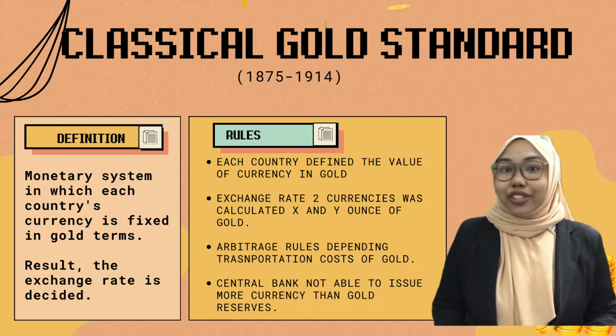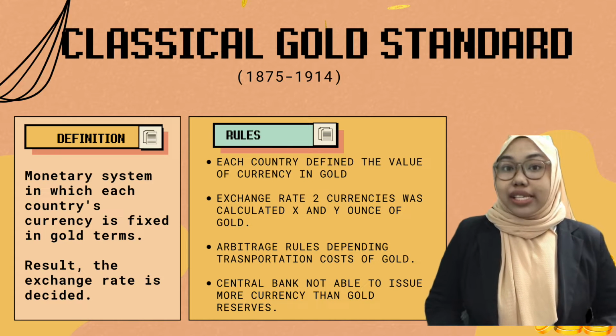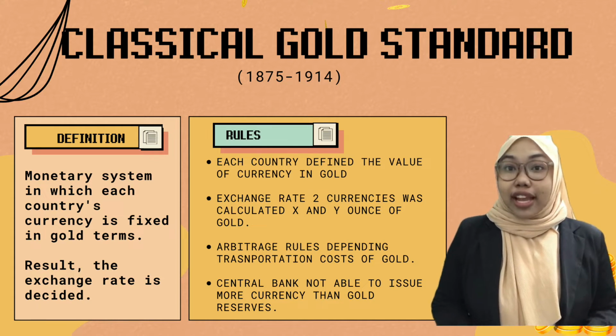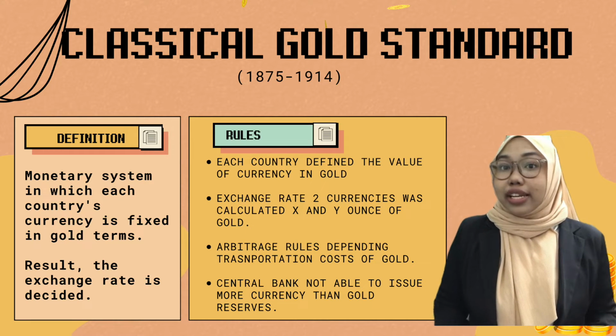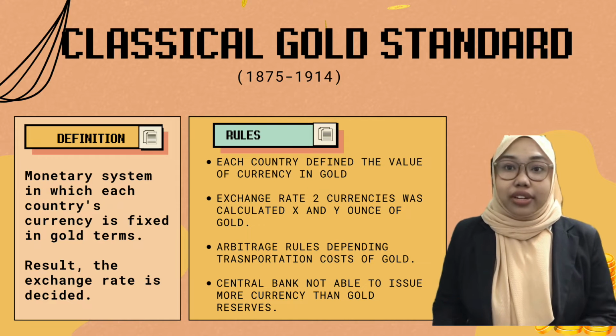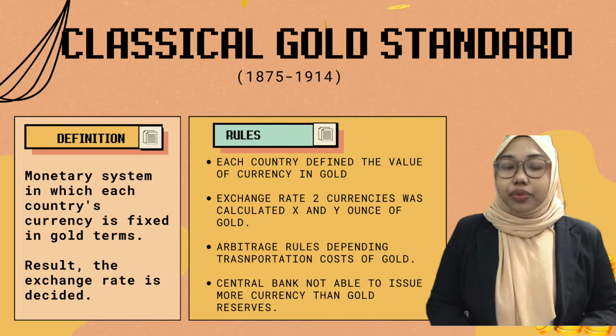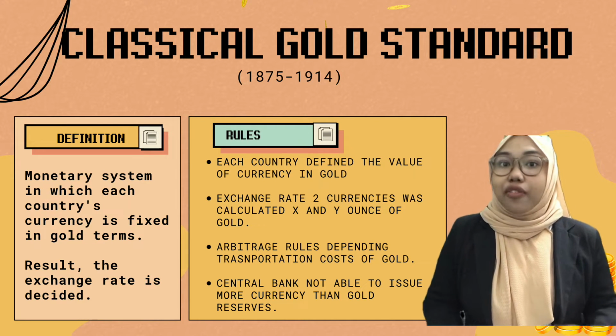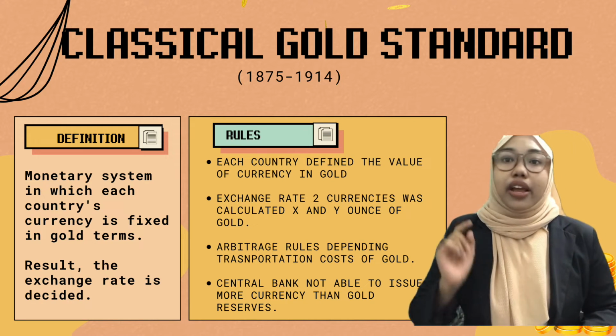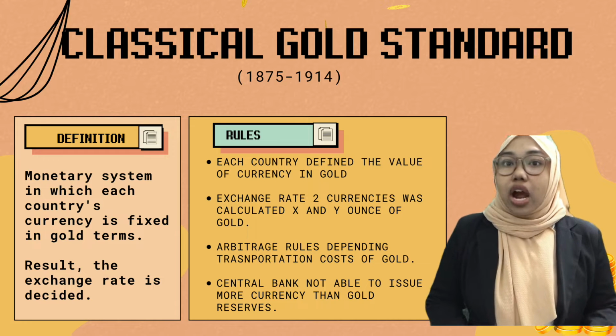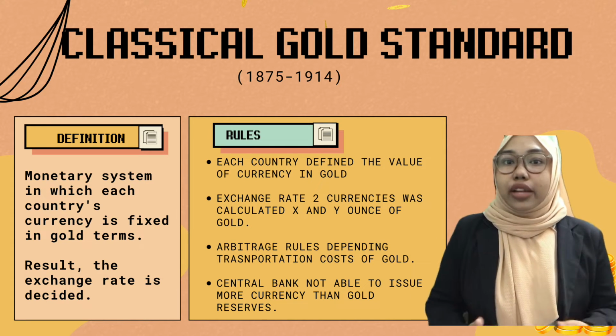Let's move on to the second stage of the International Monetary System, which is the Classical Gold Standard, 1875 until 1940. The gold standard is a monetary system in which each country's currency is fixed in gold terms. As a result, the exchange rate is decided. There are a few rules in this stage. First, each country defines the value of its currency in gold. Second, the exchange rate between currencies is calculated from X and Y ounces of gold. Third, arbitrage depends on the transportation cost of gold. And the last is that the central bank cannot issue more currency than its gold reserve.